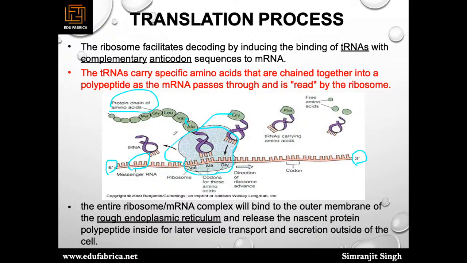So the entire ribosome-mRNA complex will bind to the outer membrane of the endoplasmic reticulum, and the release of nascent proteins inside the later vesicle transport and secretion outside the cell is done. So in this way.